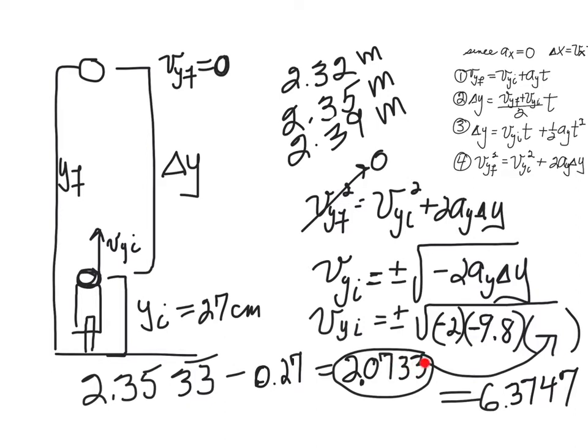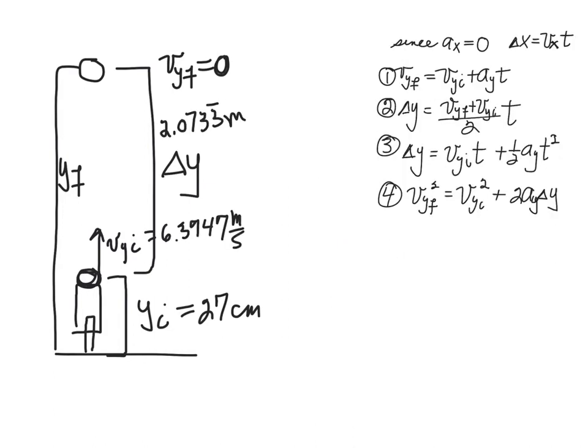So sometimes these extra digits will change the result you get. You don't want to get a rounding error. But anyway, the reported answer should be only 3 significant figures. So in this case, 6.37 meters per second. Excuse me, meters per second, not meters.